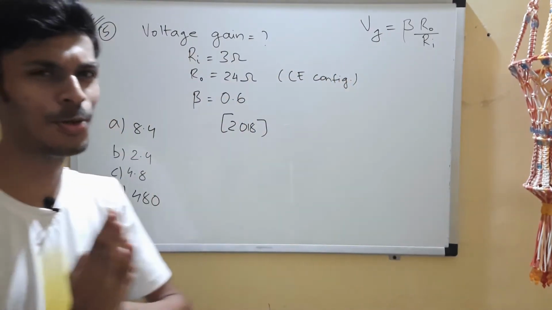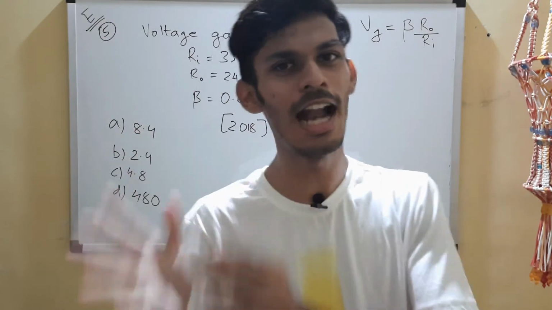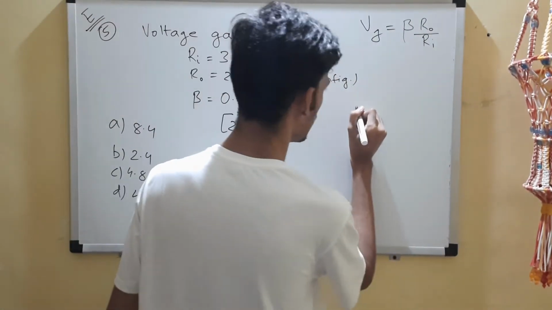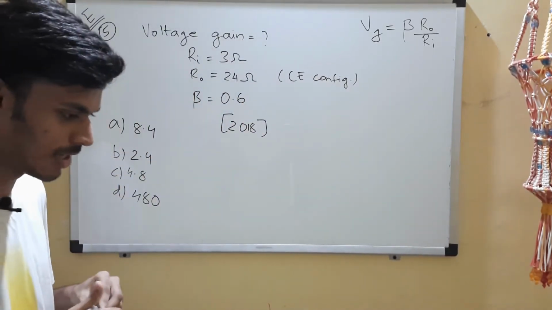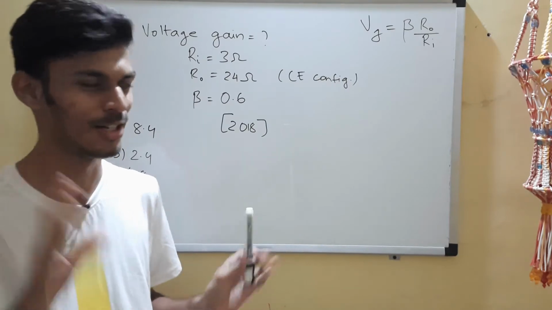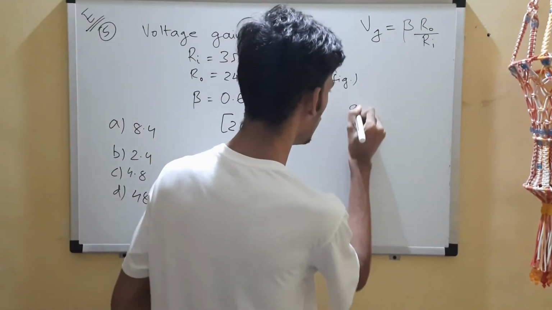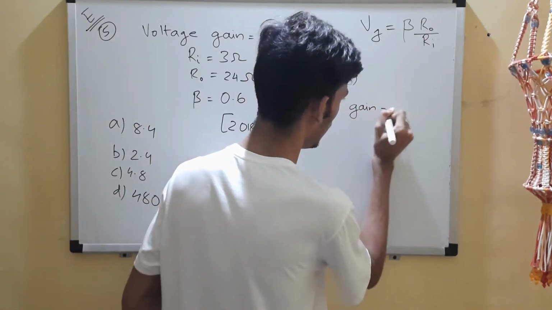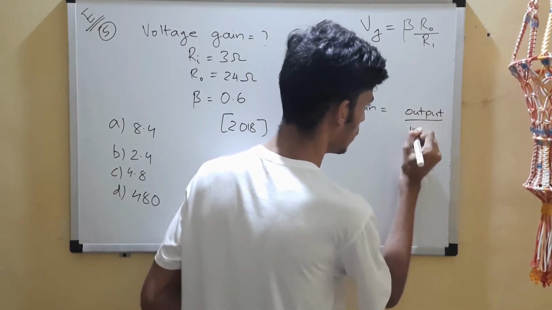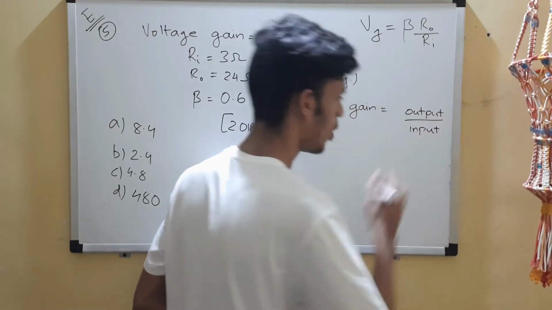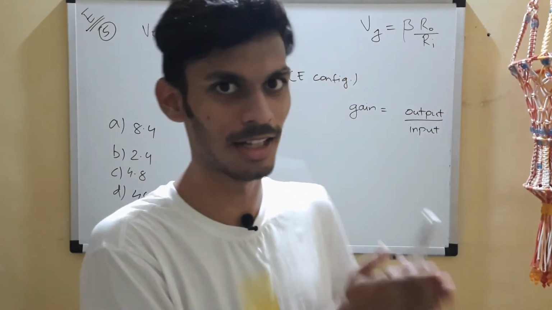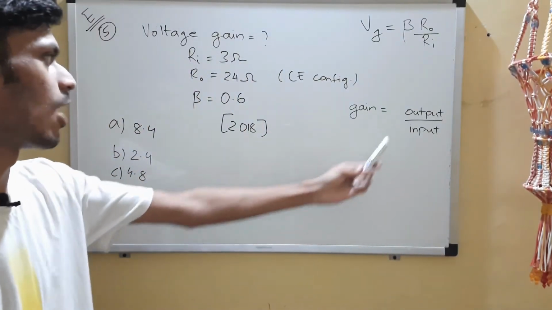But for those who don't know the formula, or those who have a hard time by-hearting the formula, here is something for you. Okay, so in order to do transistor based questions, you just need to know this one thing and a little bit of logic. Okay, so I want you to remember this one thing, that gain is output by input, right? Gain is output by input. Okay, for those who have a hard time remembering the formula. Okay, so gain is output by input.